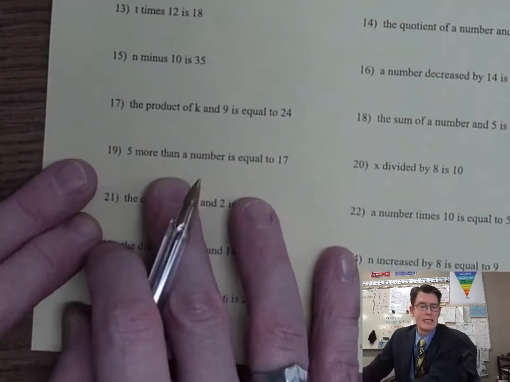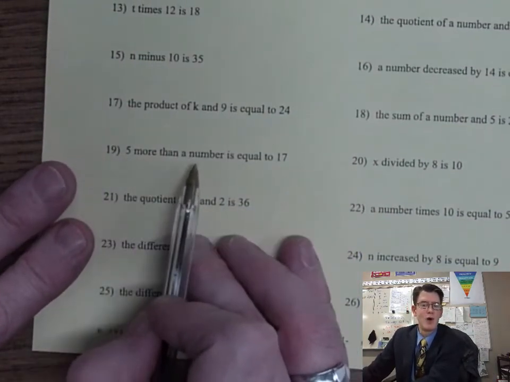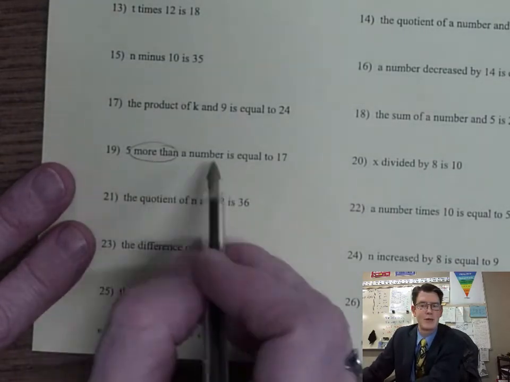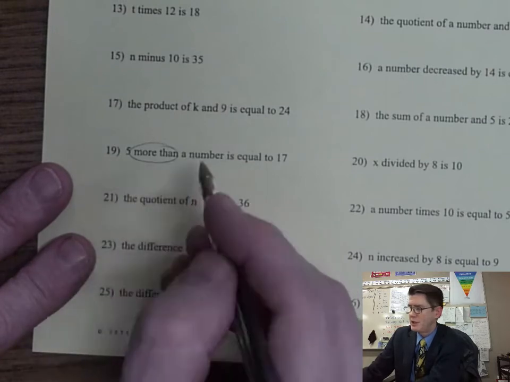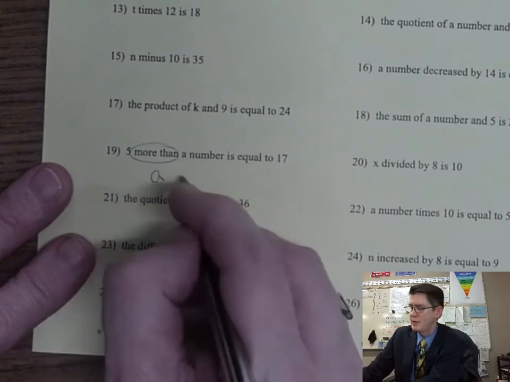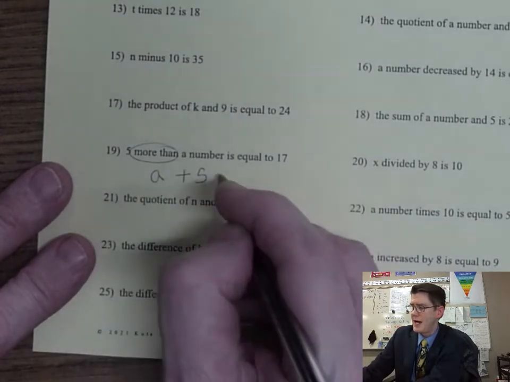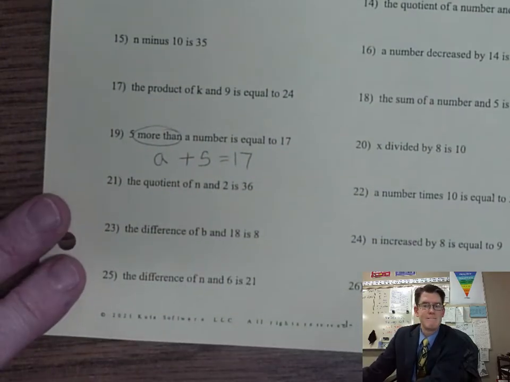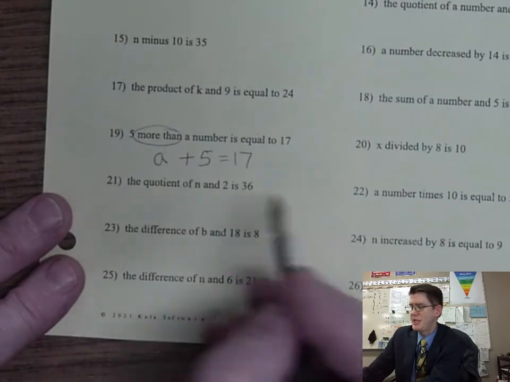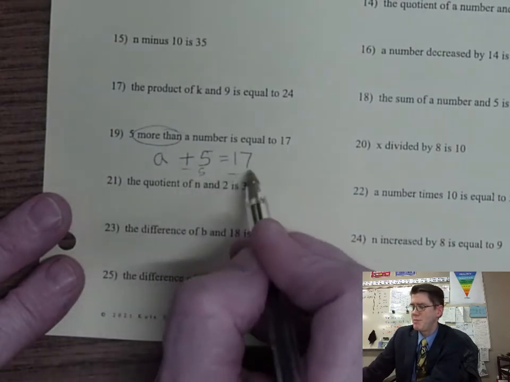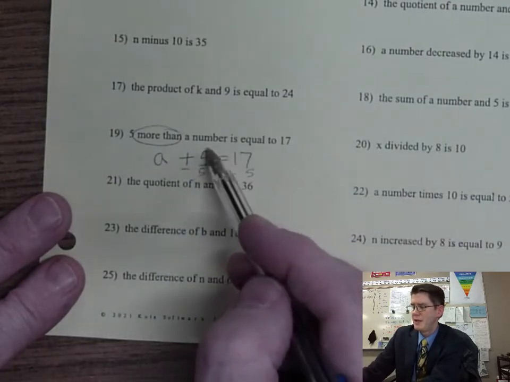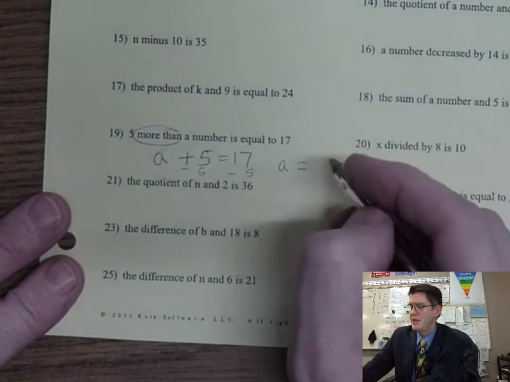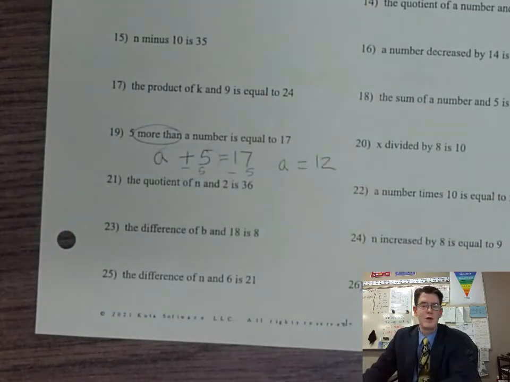Number 19, 5 more than a number. These more thans we learned the other day, more than and less than, we have to write it opposite. So 5 more than a number, some number, plus 5 is 17. And then you can probably see it in your head, but just to make sure, we minus 5 from both sides. On this side of the equal sign, we have a, and on this side of the equal sign, we have 12. So a is 12.